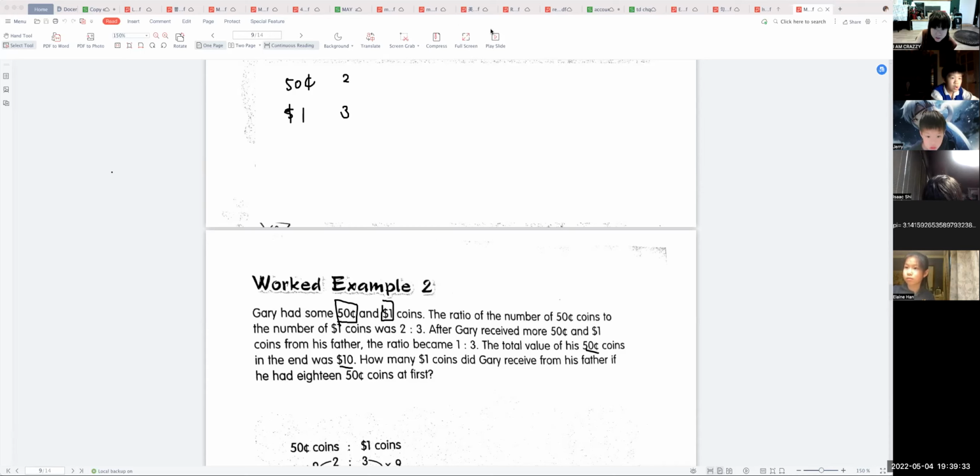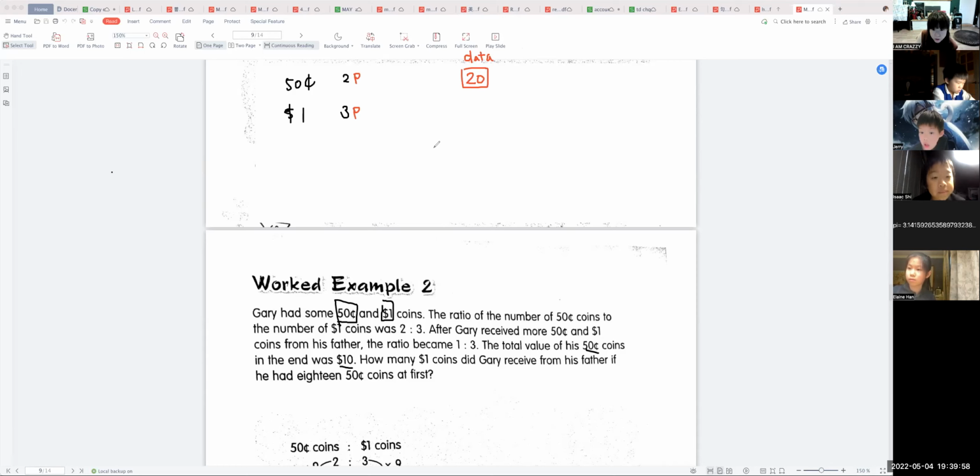So that means $10 of 50 cents. So how many coins are there? How many coins? $10 worth of 50 cents. 20 coins. I'm going to use a different color to name the real data. And this one is ratio. So 2p and 3p, right?